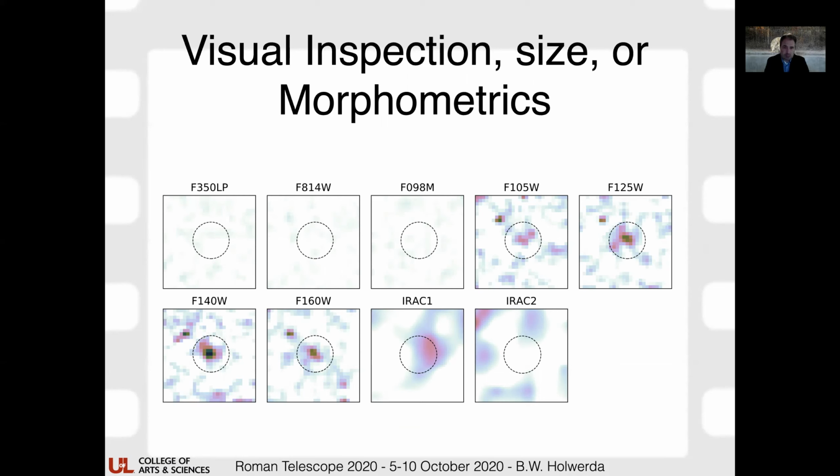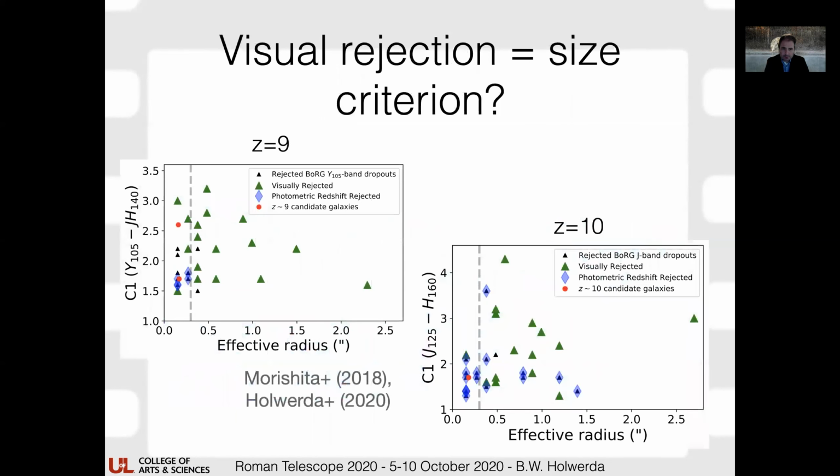And we can use size or we can use morphometrics. And this is from Joanna's paper where we identified the Y band is 105 and it goes all the way to IRAC. And so Morishita in 2018 identified both candidate redshift 9 and 10 galaxies, and he also provided the list of visually rejected or otherwise rejected sources in the Borg fields.